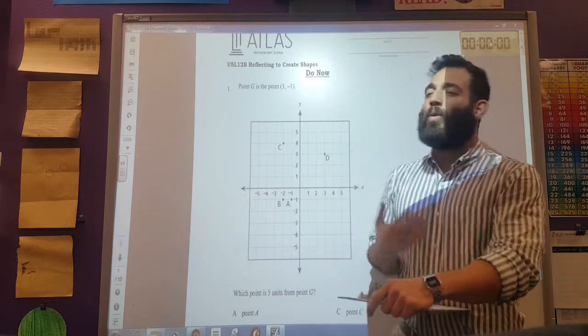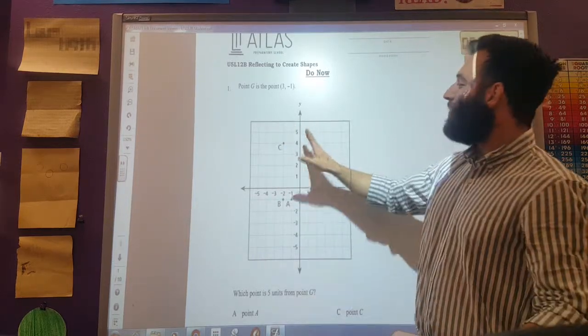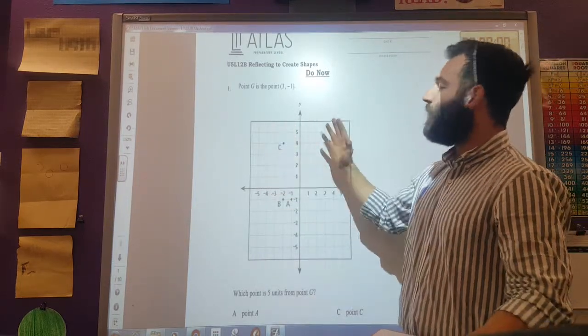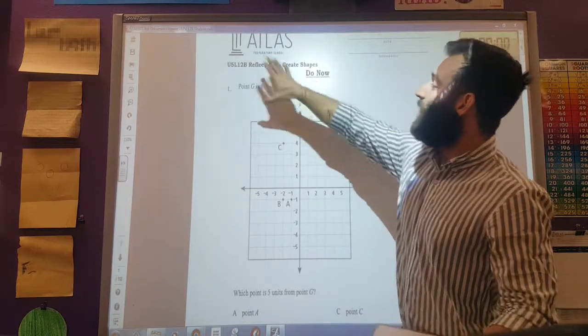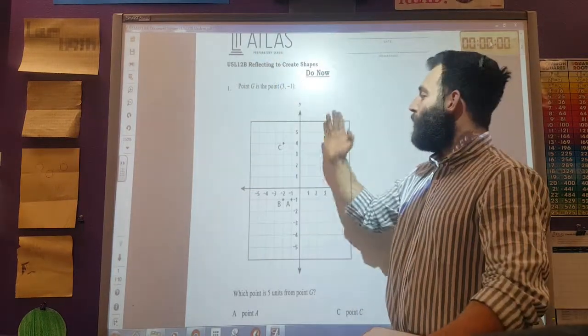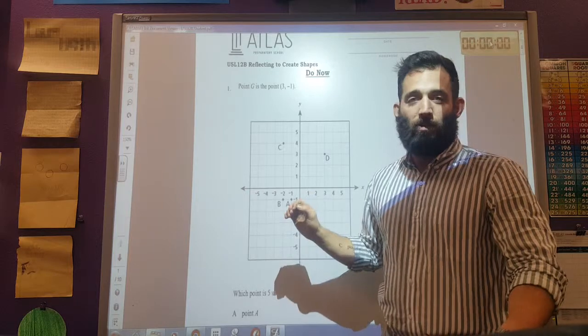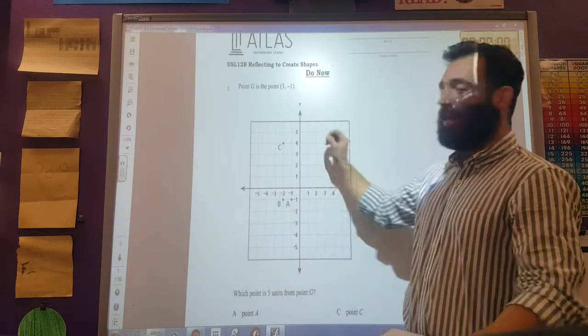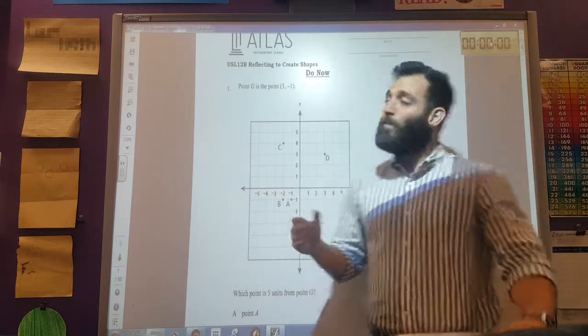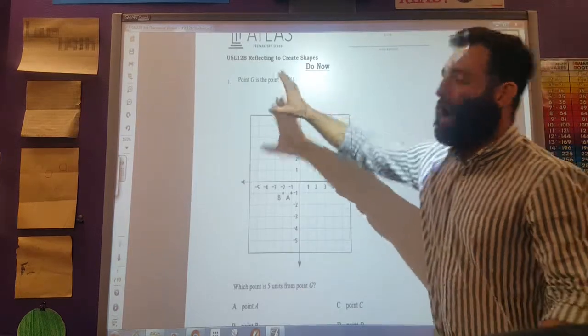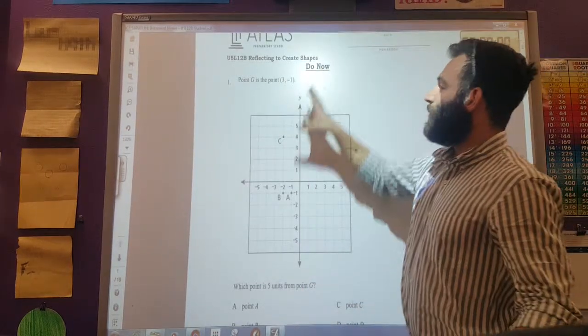Now last week we worked on plotting points and then reflecting those points over a line. Today we're going to be reflecting points over the axes to create polygons. So in order to do that, we are going to do a little bit of review first.